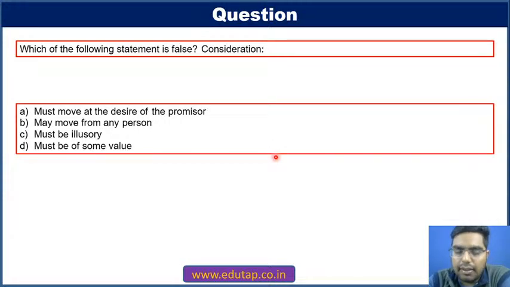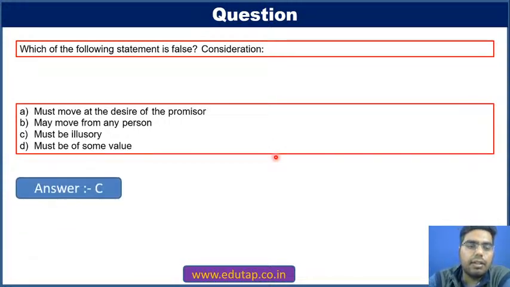The correct answer is C. Which of the following statements is false? Consideration must be illusory: this statement is false. Consideration should not be illusory; it should have some value. Consideration may move from any person. It can be by you also, or by your representative. And it should be at the desire of the promisor. It should not be that I am picking your pocket, taking money from your pocket without telling you. So consideration must be illusory is a false statement.